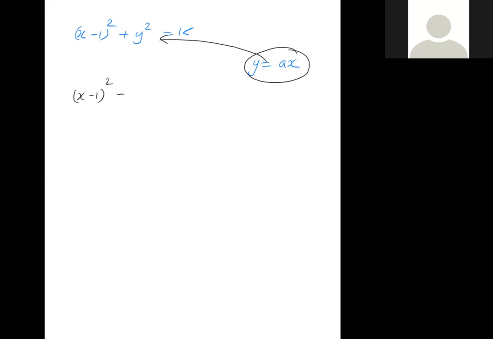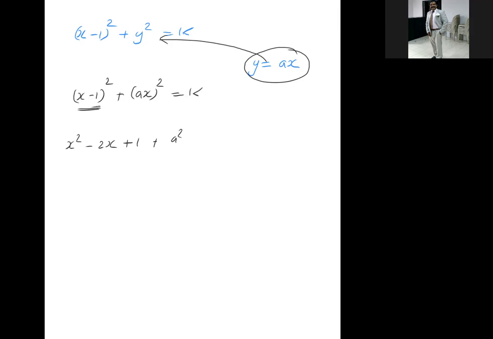So what was the simultaneous equation? x minus 1 whole square plus y square is equal to k. And what is the equation for y? y is equal to ax. Can you please plug in this value of y in this equation? So x minus 1 whole square plus ax whole square is equal to k. Now expand x minus 1 whole square. That becomes x square minus 2x plus 1 plus a square x square is equal to k.